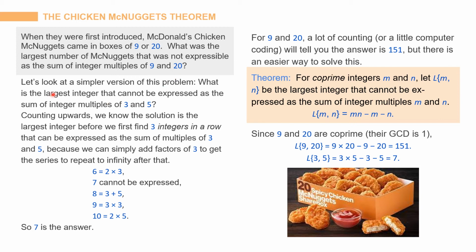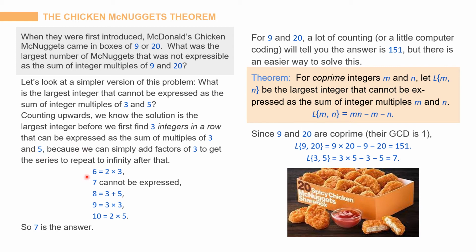What is the largest integer that cannot be expressed as the sum of integer multiples of 3 and 5? Okay, counting upwards, we know the solution is the largest integer before we first find 3 integers in a row that can be expressed as the sum of multiples of 3 and 5. Because once we've done that, we simply can add a multiple of 3 to those 3 numbers, and then 2 multiples of 3 to those 2 numbers, and so on to infinity, and obviously get any number larger than that.